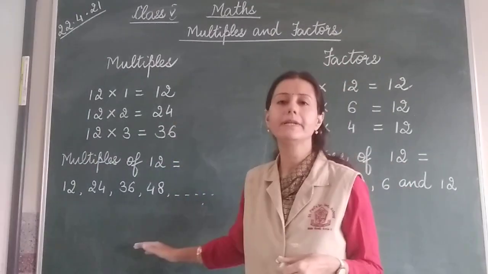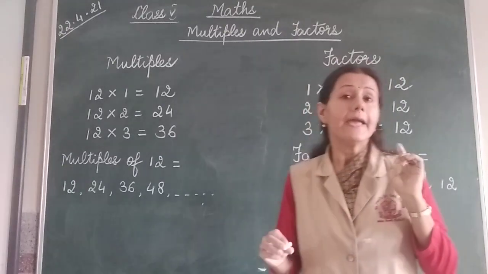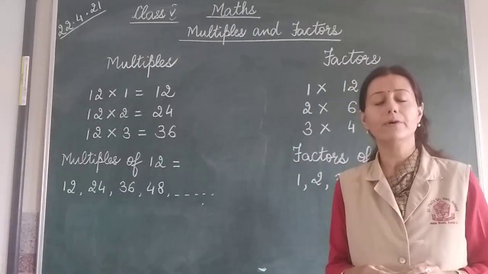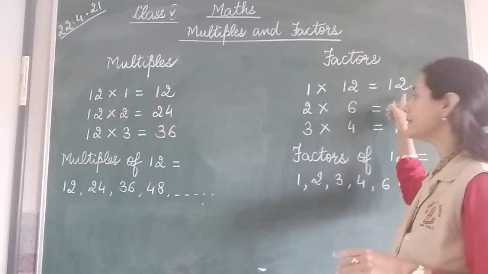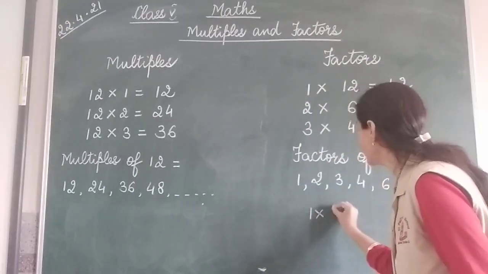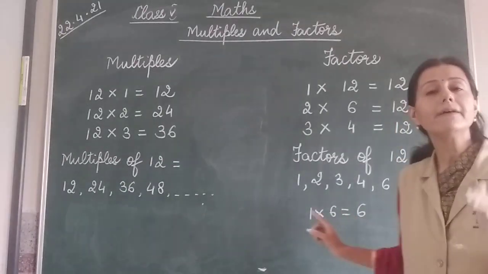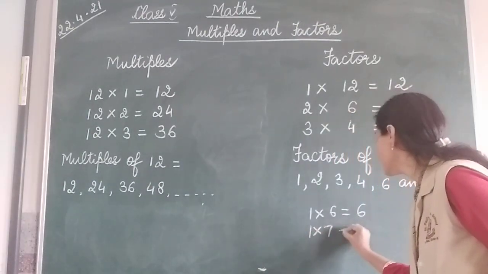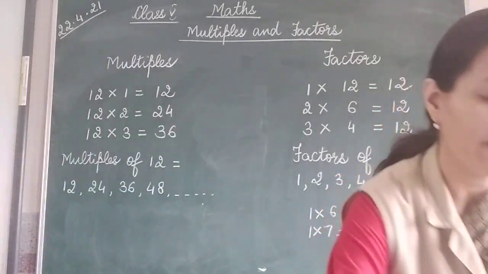Okay, these are the properties of multiples. Now moving on to the factors beta. 1 is a factor of every number. Here you can see 1 twelve is 12, so 1 is a factor of 12. Let us take any other example. 1 six is 6, so 1 is a factor of 6. 1 into 7 is 7. So 1 is a factor of every number.